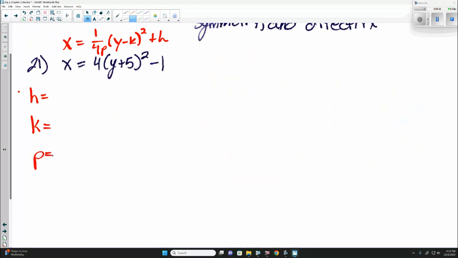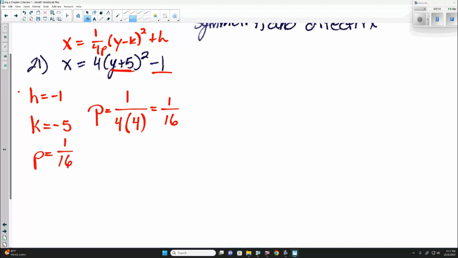Now 21, we want to find the value of h, k, and p. H is on the outside this time, so it's -1. Our plus 5 inside represents our k value of -5. And our p value is going to be 1 over 4 times the number in front of the term being squared, which in this case would be 4. Telling us that the value of p is 1/16.